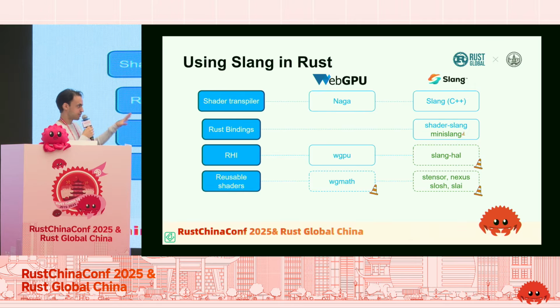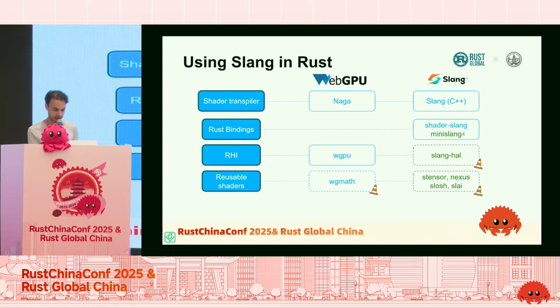So mini-slang is just a small wrapper around shader-slang to make some things easier to use. In particular, we will see that with just 2 or 3 lines of code, you can check if your Slang shaders compile at compile time. So when you write cargo build, it will check if the Slang shaders compile, and if they don't, you will get your compilation errors.